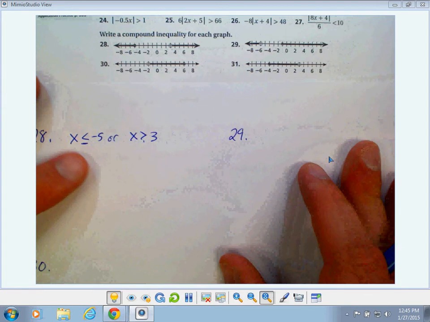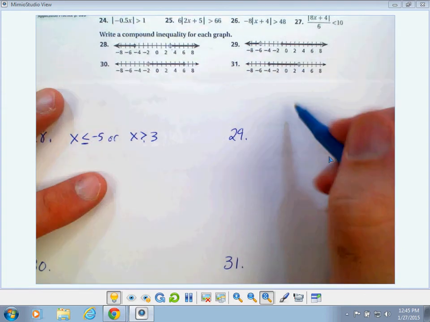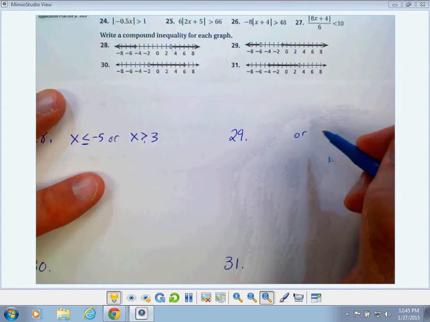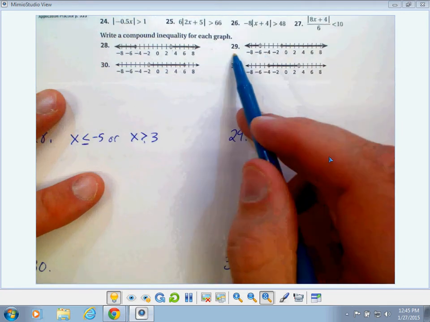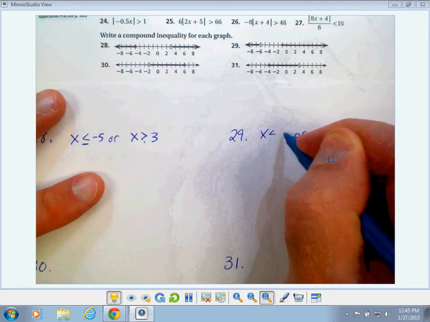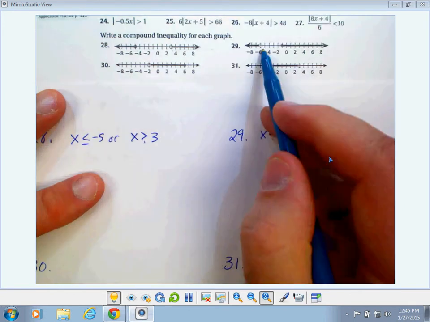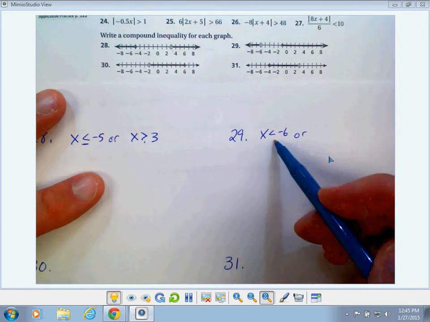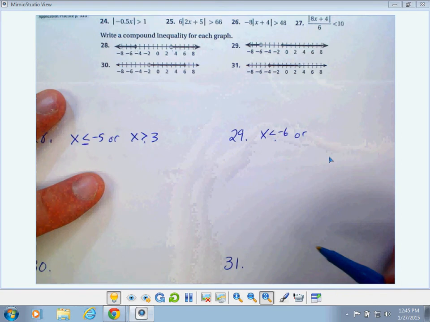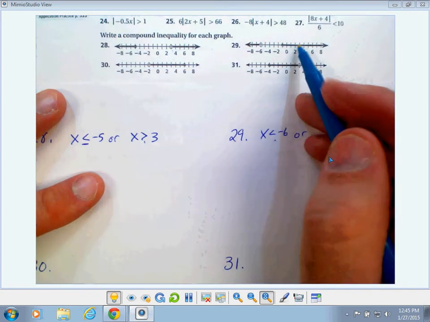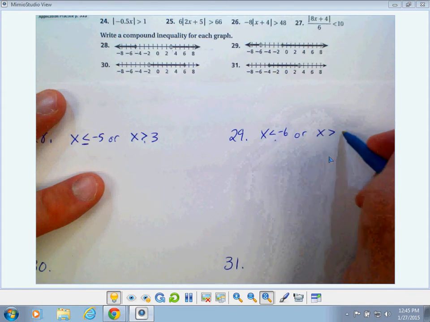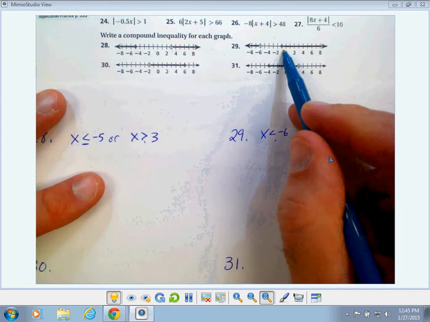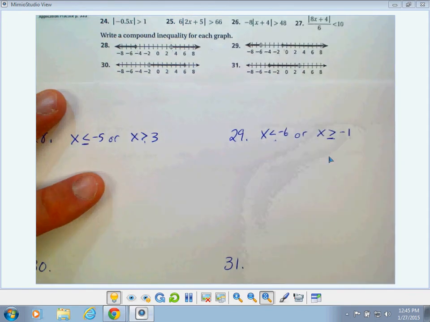Number 29 is the same idea. It's an or because we see shading in opposite directions. This one is at -6 and less than, so we have less than -6. It's a regular inequality, so I leave it here, an open circle, regular inequality. And the other one is at -1 and greater than. So we would say greater than -1. Because it's a closed dot, I'll make it an equals to.